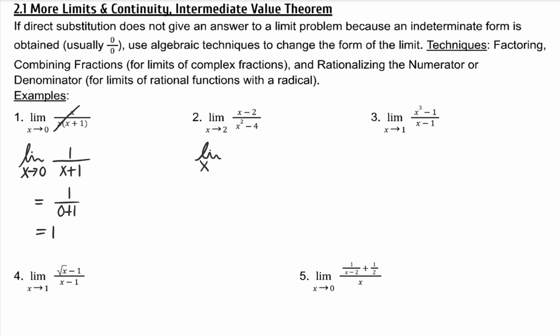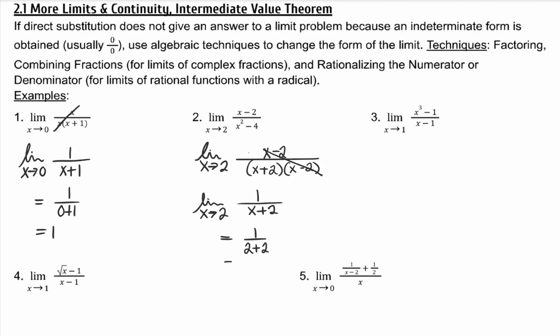Here we have a rational function with polynomials in the top and bottom. Perhaps we could factor. Oh, the denominator is a difference of perfect squares. So that will reduce. In our reduced function, we can plug in 2, and we get the value of 1/4.